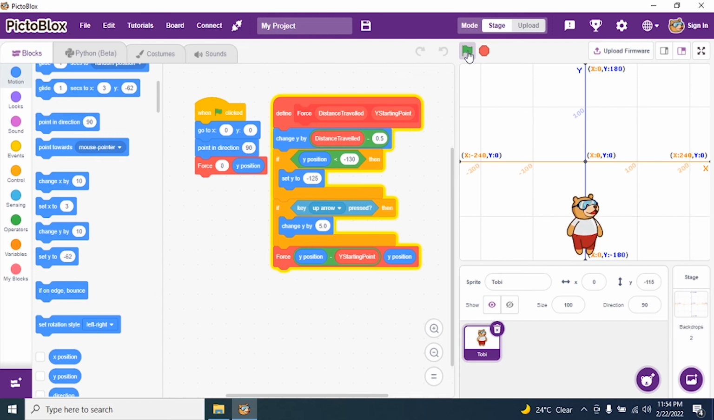See, can you see, students? Yes, my Toby is jumping. Is it going below 125? Look at this. Is it going below 125? No, because it is set y to 125. Now suppose I press up arrow, it will move 5 points ahead, that is above.